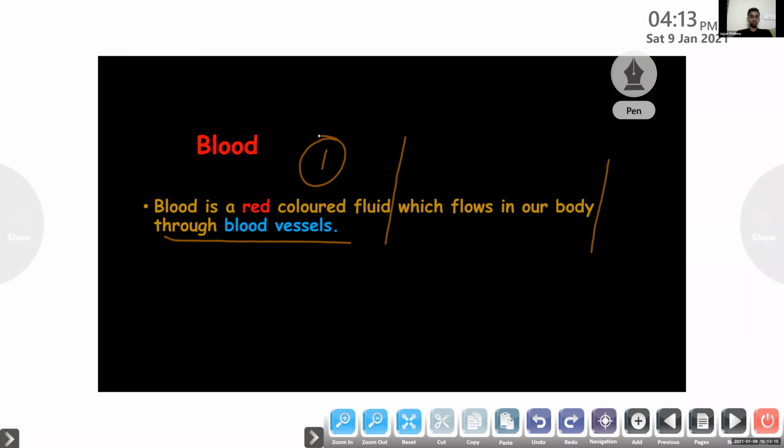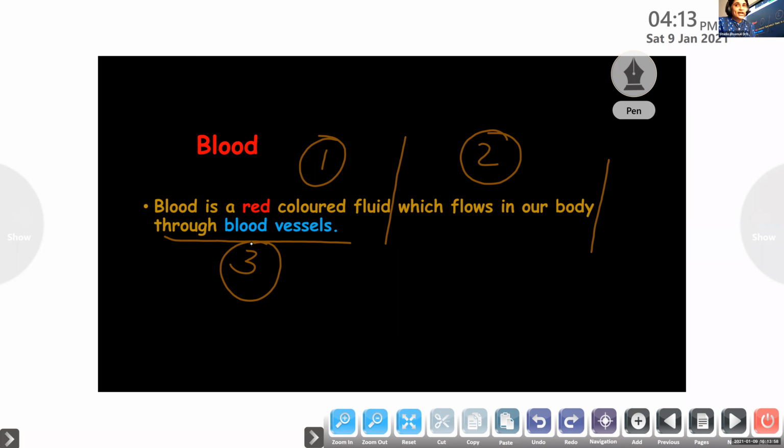So, Jagan, read the second point. Which flows in our body. Okay, can you tell the third point also? Through the blood vessels. How does it flow through our body? It flows through blood vessels. Amrita, can you define blood? Blood is a red colored fluid which flows in our body through the blood vessels.